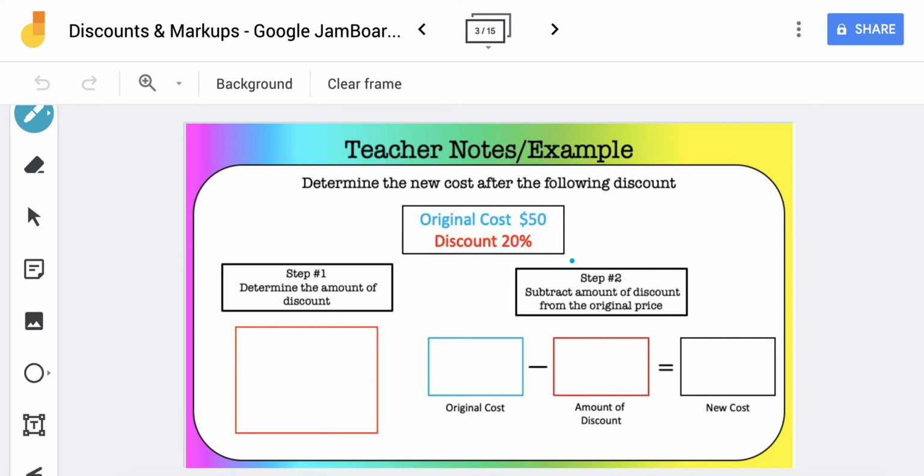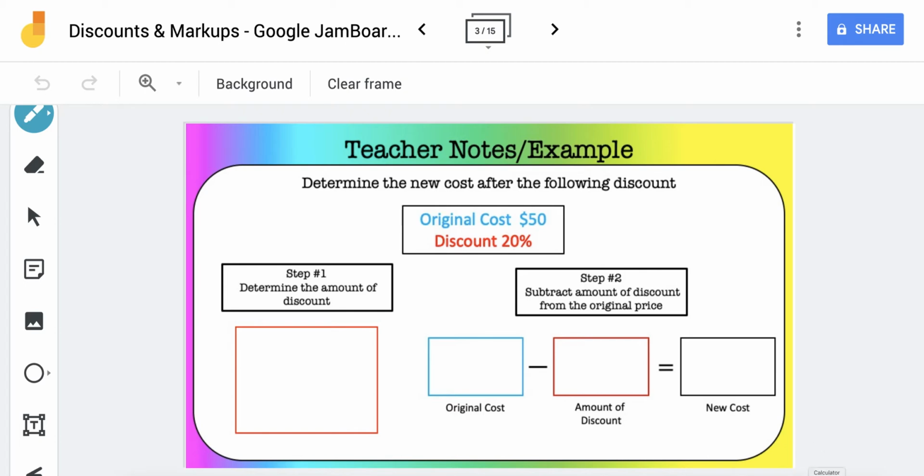So what you're going to do is you're going to follow these steps. So step number one is determine the amount of discount. Well, there's different ways of doing this, but what we're going to do is I'm going to multiply the 50 times the discount in decimal form. And the decimal form of 20% is 0.2.